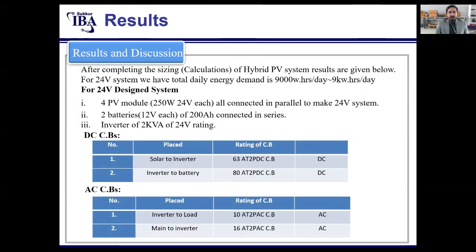After completing the sizing of the hybrid PV system for the 24 volt system, the total daily energy demand is 9 kilowatt hour per day. So for designing the 24 volt system, 4 PV modules of 250 watt, 24 volt each, all connected in parallel to make a 24 volt system. 2 batteries, 12 volt each and 200 ampere hour, connected in series. An inverter of 2 kVA is used for 24 volt rating. These are the circuit breakers. How we decide the rating of the circuit breaker, we will discuss later in the Excel sheet.